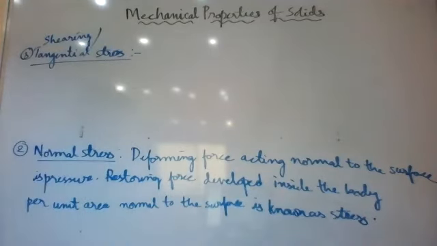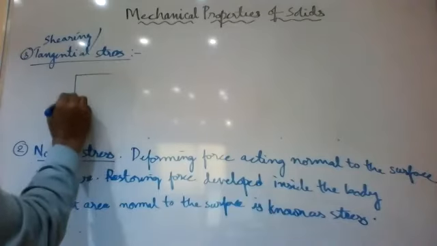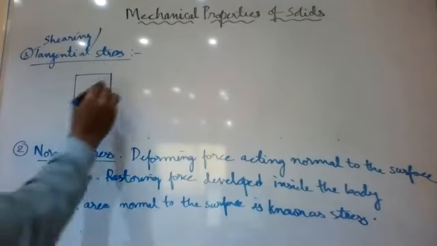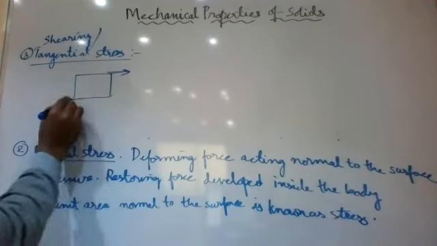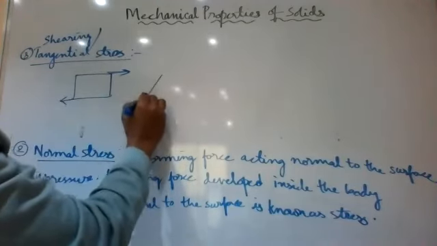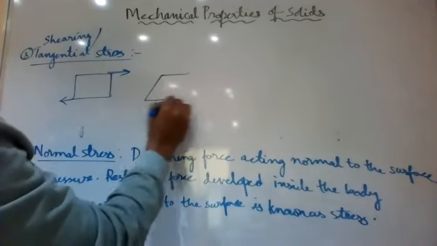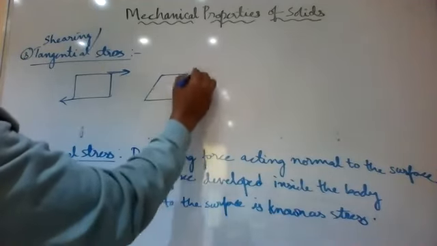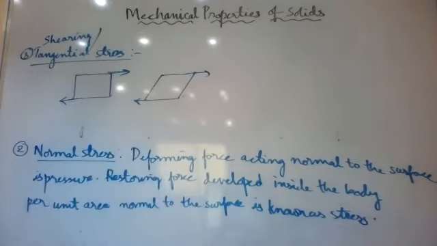Now an example: suppose there is a book, and I am applying the force in this way on the surface. Then there is a restoring force, because of which the book got deformed in this way, but the actual volume remains the same. Such type of stress is known as shearing stress. Okay, next is strain.